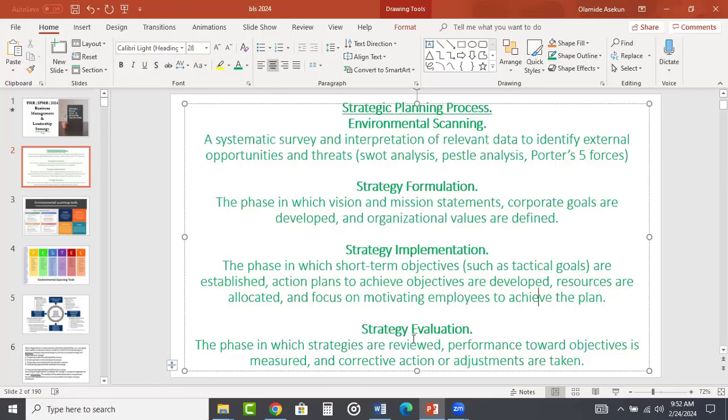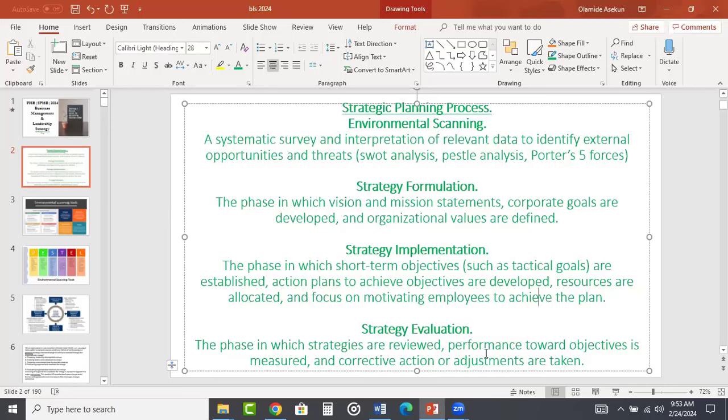Okay, then you have strategy evaluation. In this stage, what is happening is you want to review what you've been doing. So you want to check through the objectives and the performance and measure the performance, measure what is being done, see if there's any corrective action that needs to be taken, any adjustments that need to be made. It might even be that there are changes happening in the business environment. A good example is artificial intelligence, which is disrupting entire industries, across industries, across businesses.